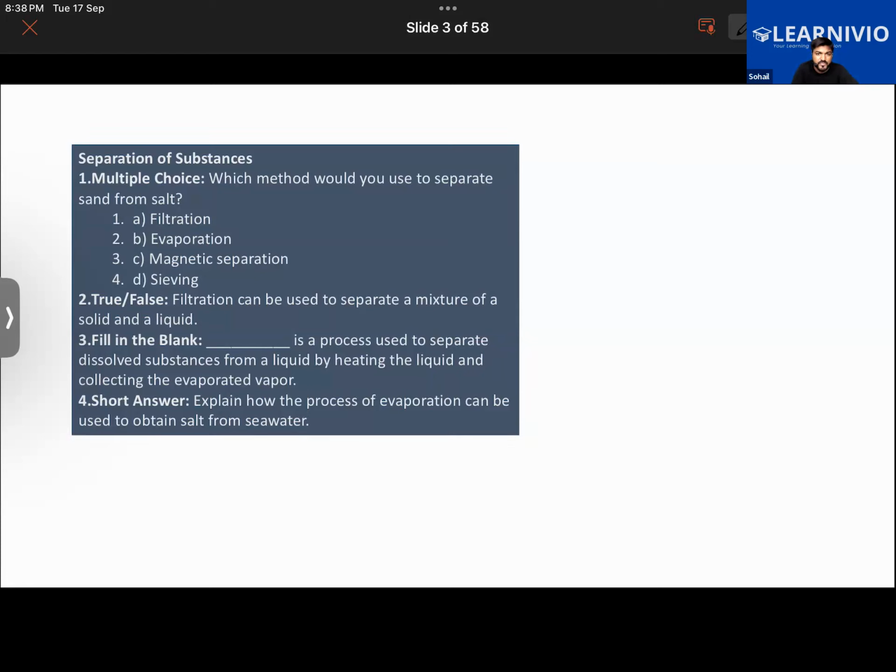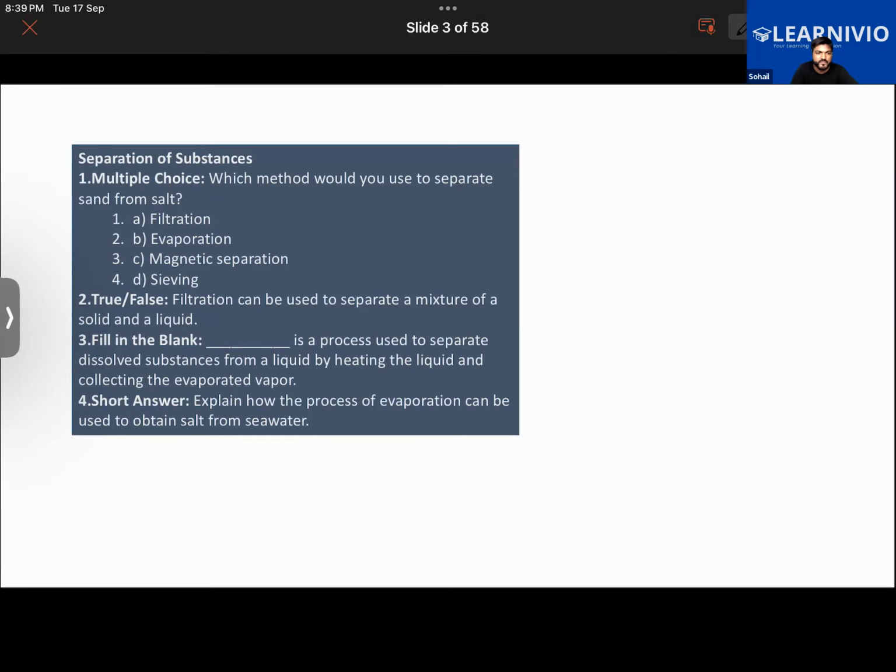Okay. Next, we have the question from this chapter: separation of substances. Which method would you use to separate sand from salt? Evaporation. Good. So you are going to add some water into the mixture and then you are going to boil it. So we can do that.